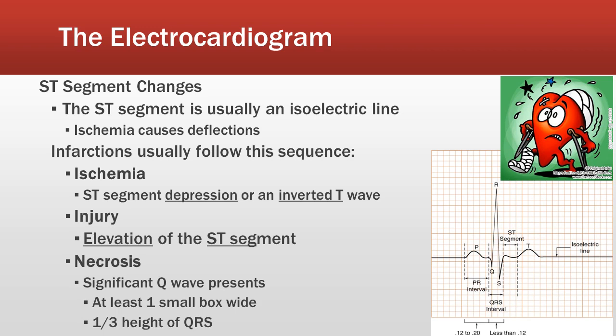The Q wave will be at least one small box wide, if not wider, and at least one third the height of the QRS complex. So if there's dead cardiac tissue or necrosis, the Q wave will be deep and wide.